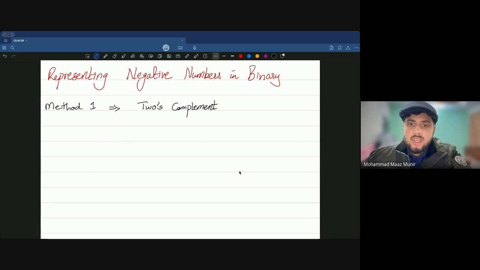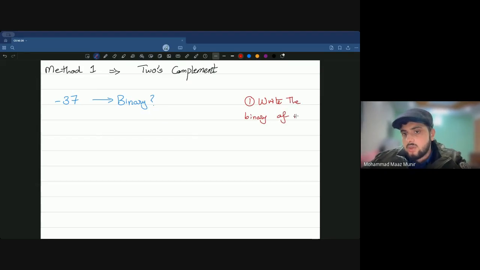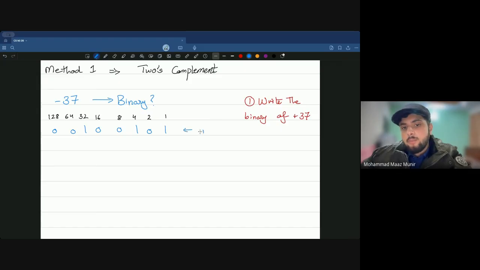So for instance, there is a number, let's say minus 37, and I need to find its binary. The approach to finding it is very simple. You first of all, let me write the steps. Write the binary of positive 37. So we're going to be writing it off positive 37, which we know how. It's just the same way. 1, 2, 4, 8, 16, 32, 64, 128. Let me write it off positive 37. So positive 37 would be 0, 0, 1, and 1 plus 5, right? So 0, 0, 1, 0, 0, 1, 0, 1. So this is basically the binary of positive 37.